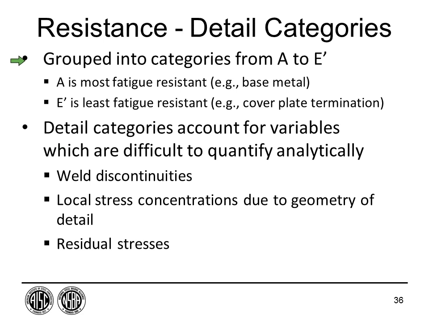Now the categories themselves, we have several, A through E prime. We already talked about those two, where A is the best, which is base metal, no welding, no bolting, no crazy cuts in the steel. E prime is the worst. Now what's nice with the details, and this was all put together by a gentleman named John Fisher over at Lehigh University, who really changed how fatigue was looked at in this country, really in the world. And the categories account for all the things that are difficult to account for numerically. And they're based on large and full-scale tests.